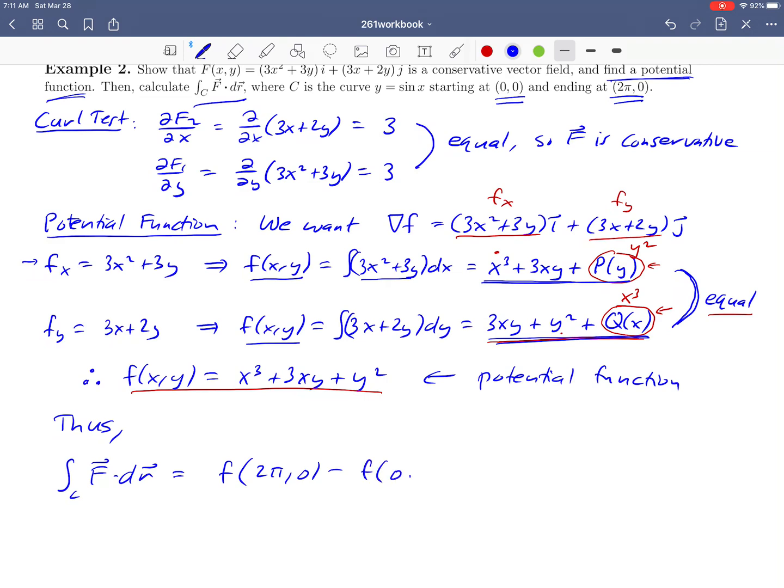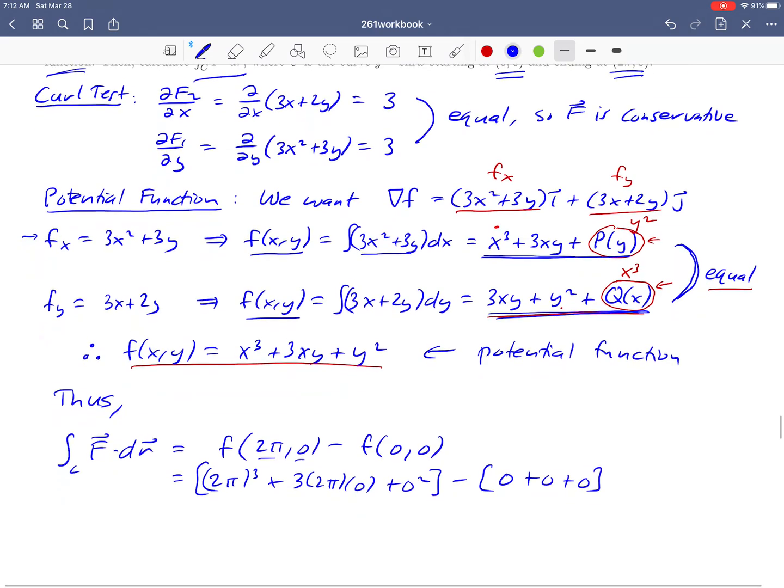So to finish, the line integral should be f of, okay, let me scroll up again here. Our second point is 2 pi 0. And our first point is 0, 0. We just need to substitute those numbers into the potential function above, and we should have our answer. So we're going to take 2 pi and 0 and plug those in for x and y. So 2 pi cubed plus 3 times 2 pi times 0 plus 0 squared. There is f of 2 pi and 0.